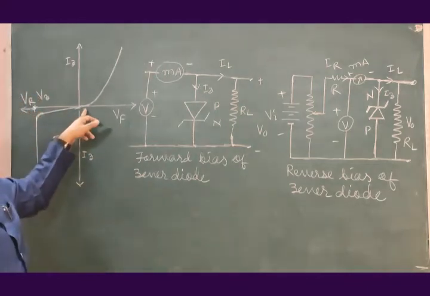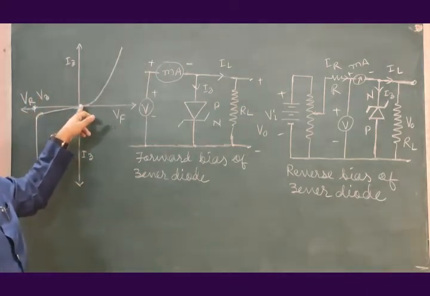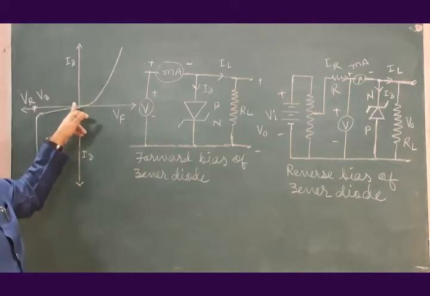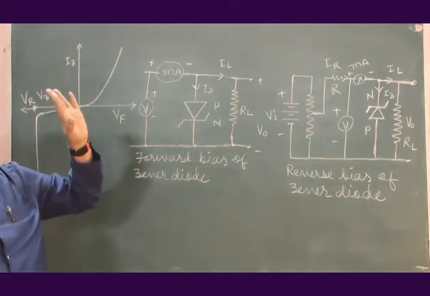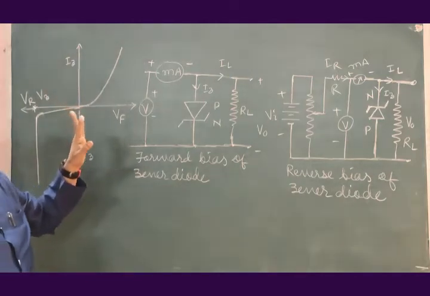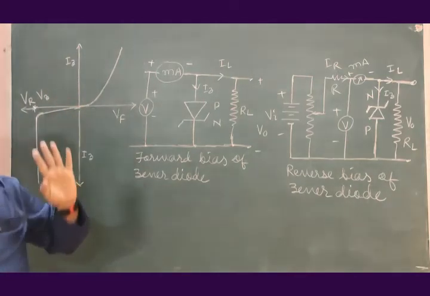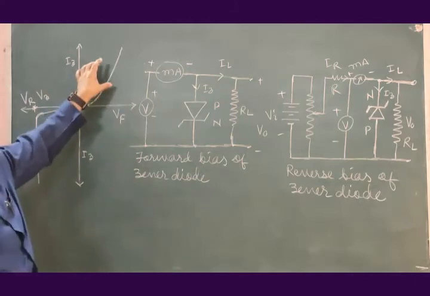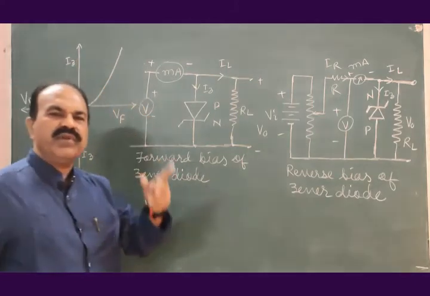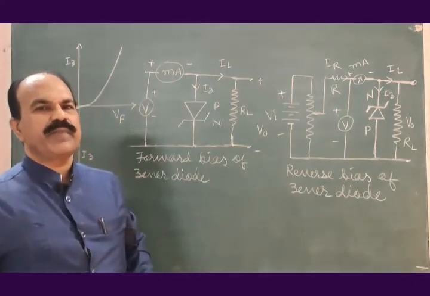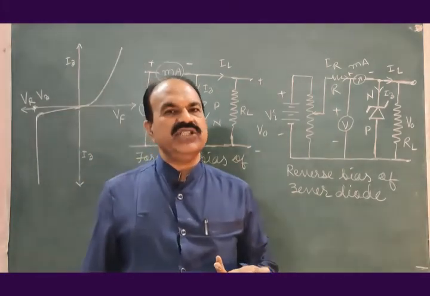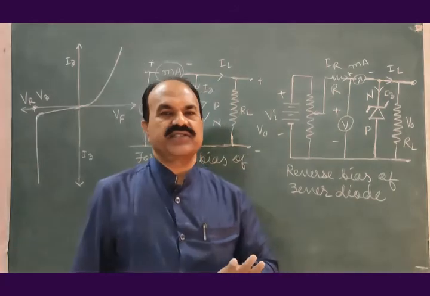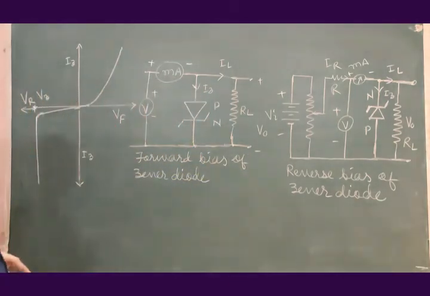and therefore it starts conducting current at very low voltage, and the current rises rapidly as we try to increase the forward voltage. This is just similar to an ordinary PN junction diode, and therefore there is no point in using a Zener diode in forward bias. Let us come to the reverse bias.